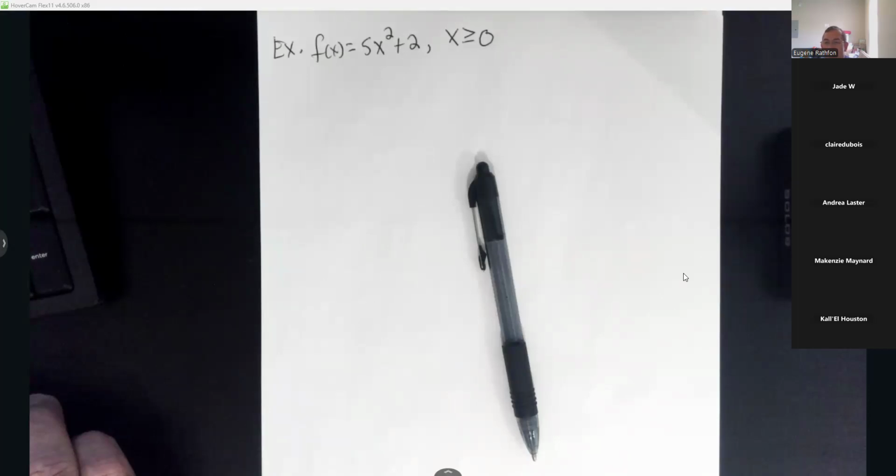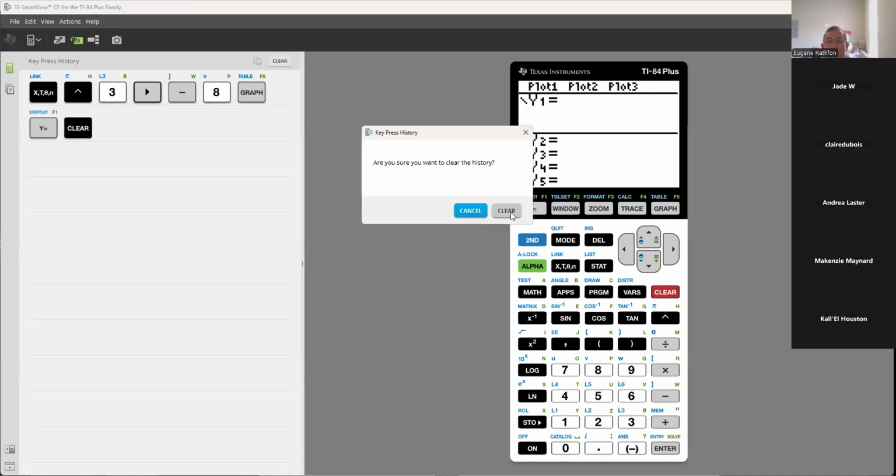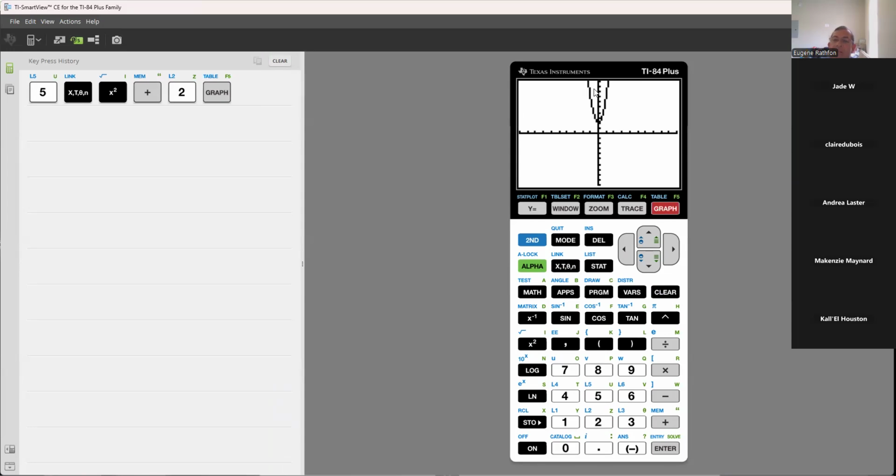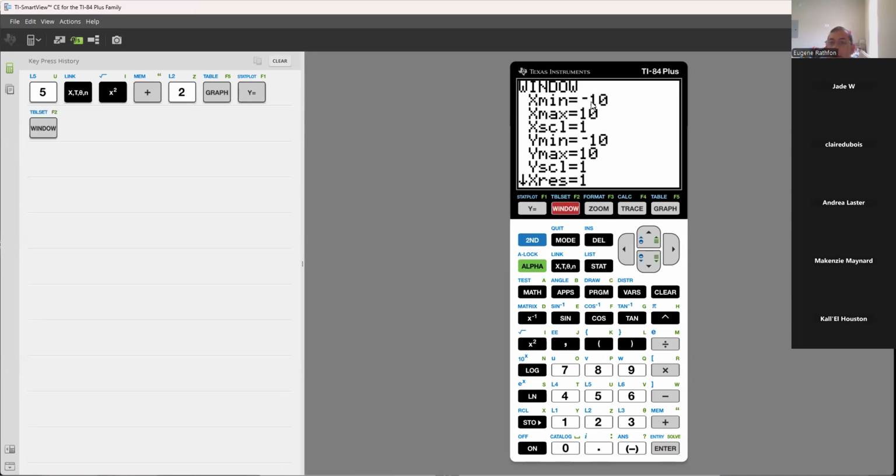and go to y equals and clear that. Now I'm going to show you what they mean when they say x is greater than or equal to 0. So first, let me just graph this. 5x squared plus 2. Now, if you graph it like this, it's not one-to-one because it's going to intersect it twice. So what they want you to do when they say x is greater than or equal to 0, they want you to go to the window and the smallest x value has to be a 0. They don't want you looking at negative x values. They're telling you that the x's have to be greater than or equal to 0.